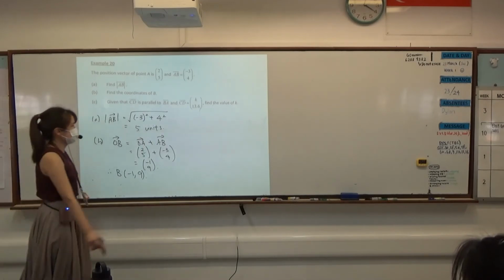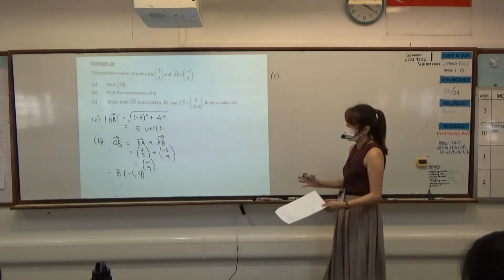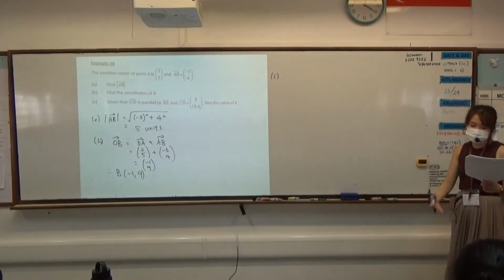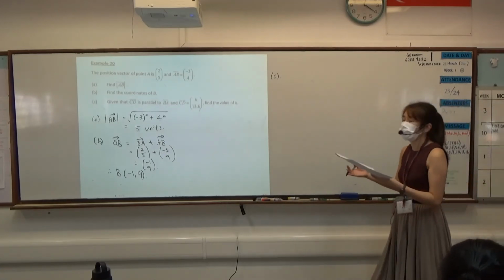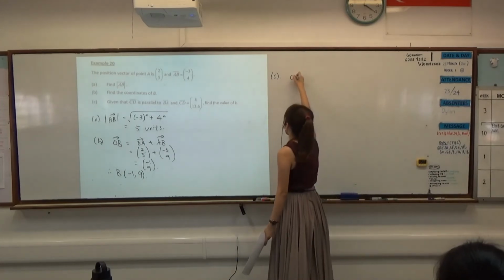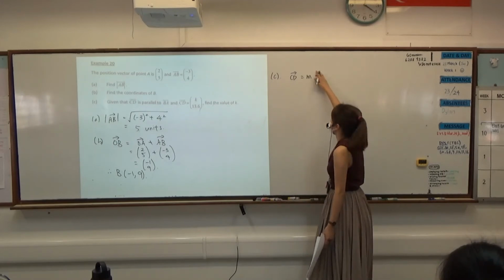Alright, part C. I noticed that some of the presentation seems a bit all over the place. Let's try to neaten up our presentation. So it says that CD is parallel to BA. Since CD is parallel to BA, it will mean that CD must be a scalar multiple of BA itself.